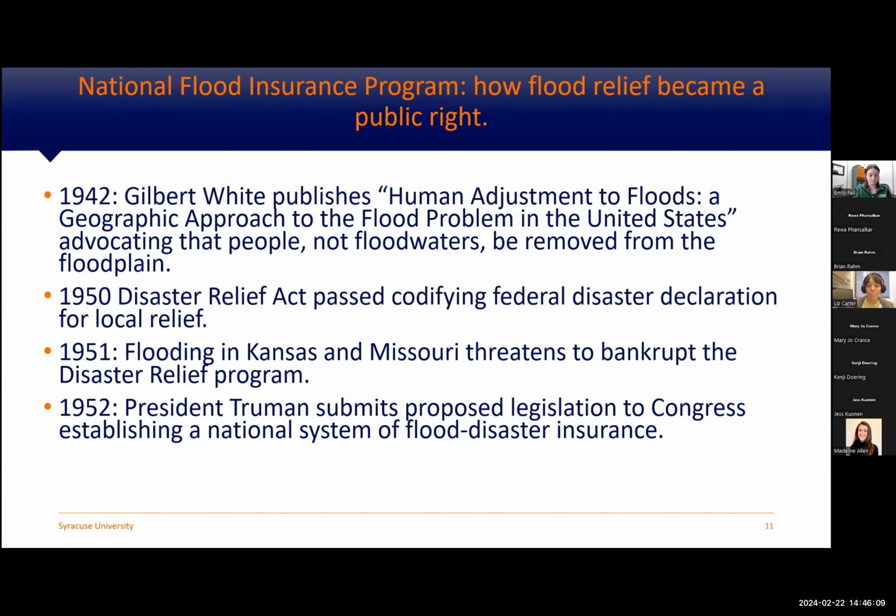broke. So in 1952, President Truman submits a proposed legislation to Congress that establishes a national system of flood disaster insurance. Since we can't afford to pay for relief efforts directly to all citizens, the idea is that instead we will provide an insurance product that will be made available to people who are at highest risk of experiencing flooding, and that insurance product will be federally subsidized.